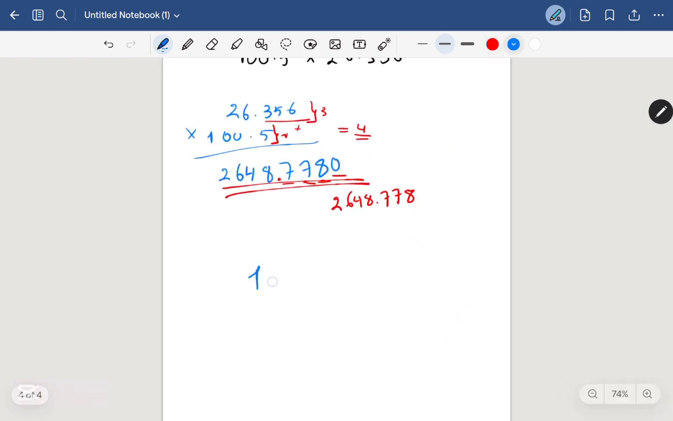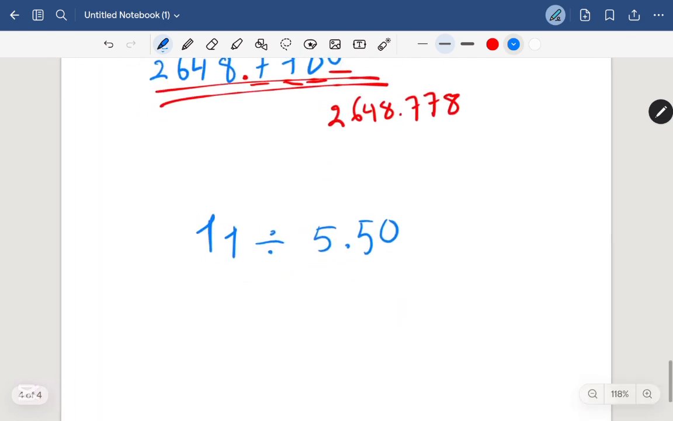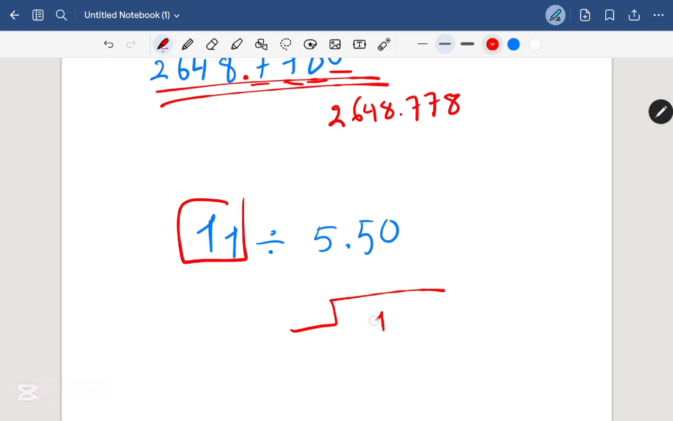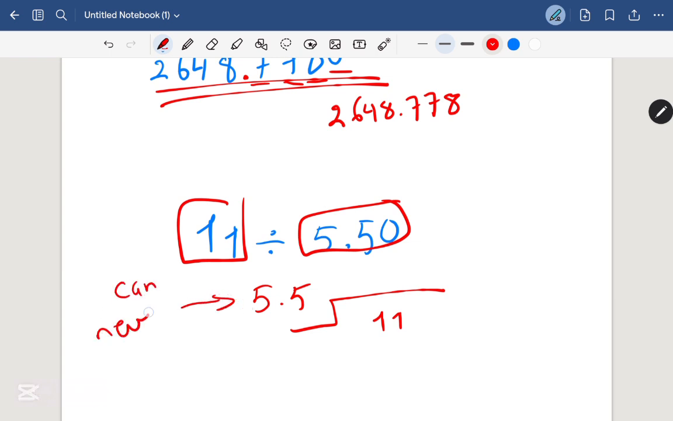So let's say you're going to do 11 divided by 5.50. Let's just say you're doing 11 divided by 5.50. Okay, so what you're going to do in this case is take the bigger number, 11, and put it under these stairs. And then you're going to take this number over here, which is 5.5. Now, usually this number over here, what happens to it? It can never be decimal. So this number over here can never be a decimal place.